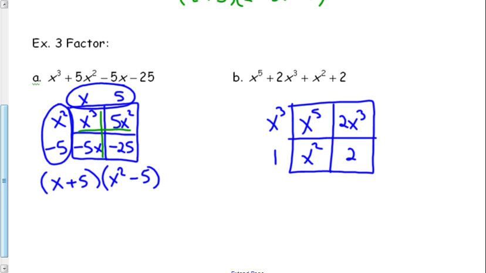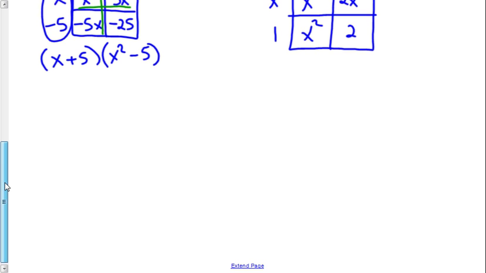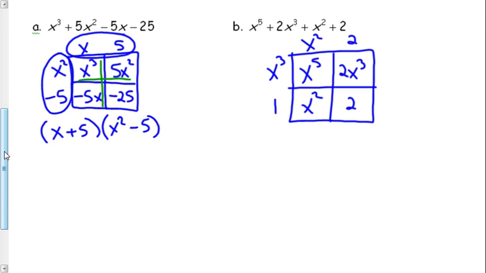First column, I can factor out an x squared. And the last column, I could factor out a 2. All right, this one's going to be slightly different, and you'll see why in a second. When I write them down, I have x squared plus 2 and x cubed plus 1. Okay, that's the same as the previous one.